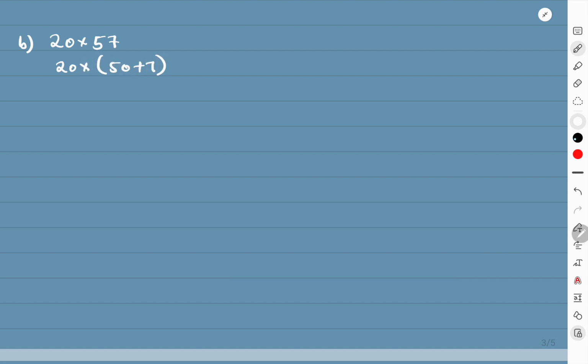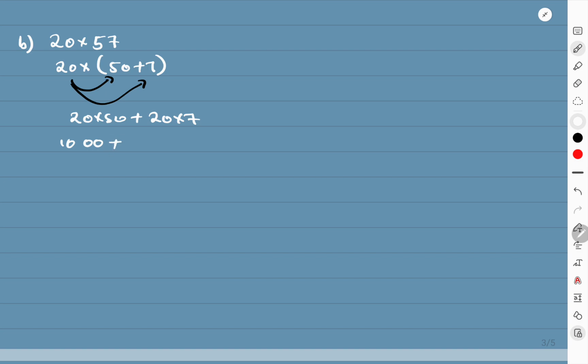Can we see that now I can use the distributive law, whereby the 20 will multiply the 50, the very same 20 will multiply the 7, meaning I'm going to have 20 times 50 plus, because here I'm having a plus, 20 times the 7. Then what is 20 times the 50? The 20 and the 50, both of them have 1 zero, I'm going to write those 2 zeros. Then 2 times 5 is going to become a 10, meaning my answer will become 1000.